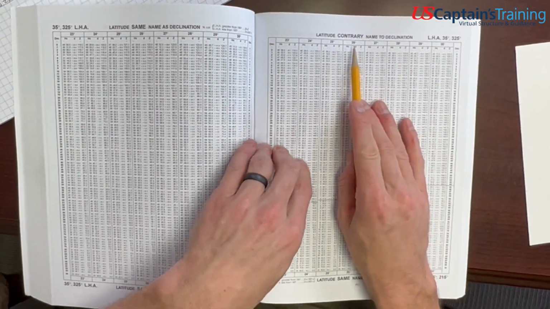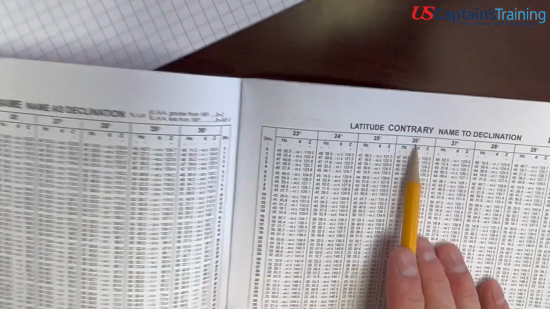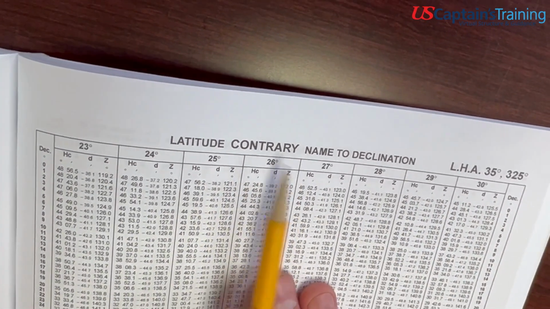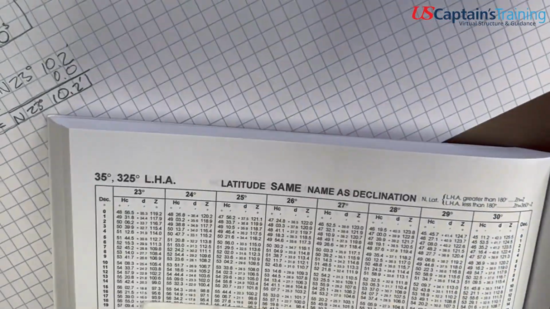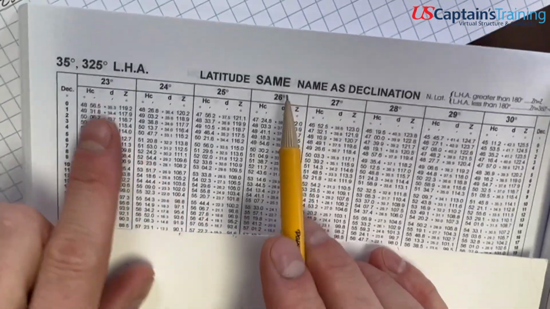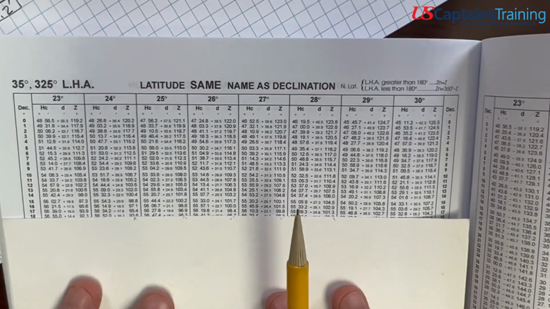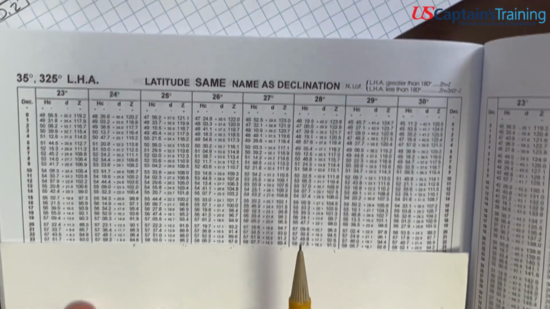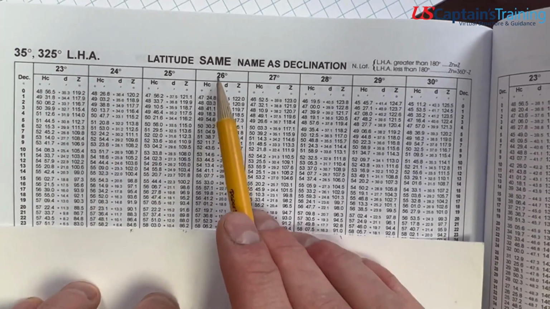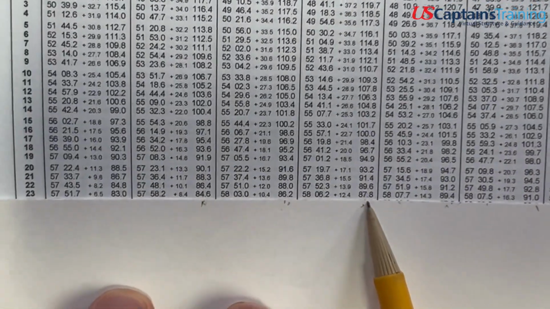Okay, good. So we know we're in the right side of the book because there's 26, which is our base DRLAT. That's here. So are we same or contrary? Here's the contrary. Here's the same. So we need to be over here. So we're the same. We're 325 LHA, and our Dec is 23. Declination 23. So we're same, 325, 26 in the Z column down to 23 declination, 87.8.